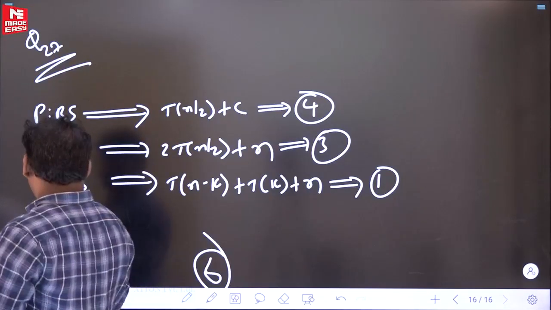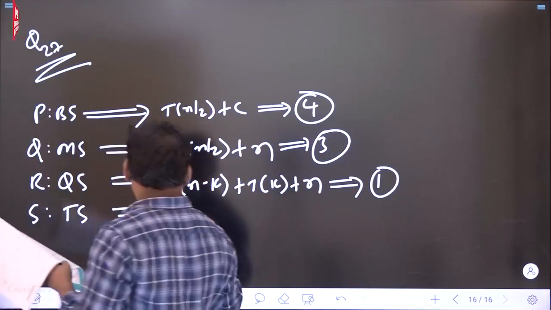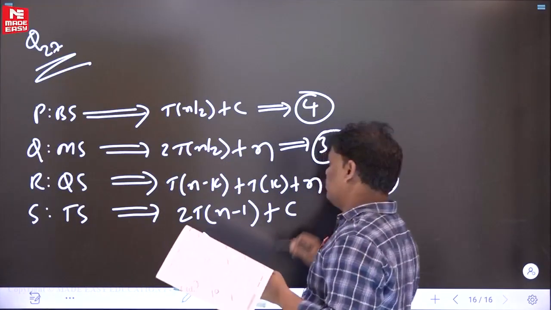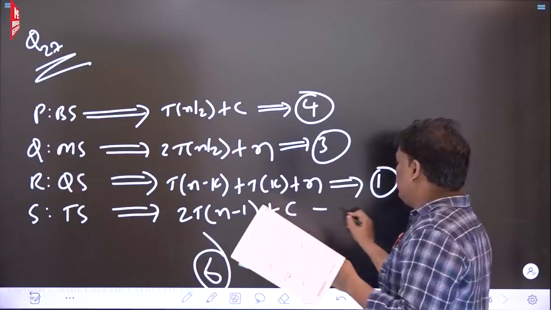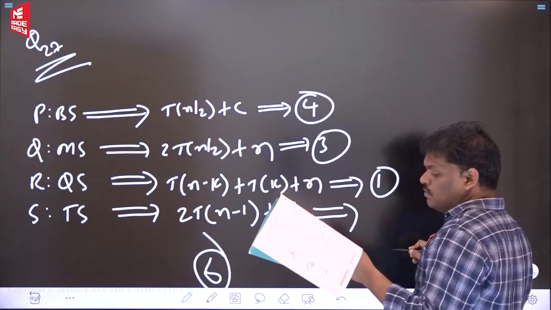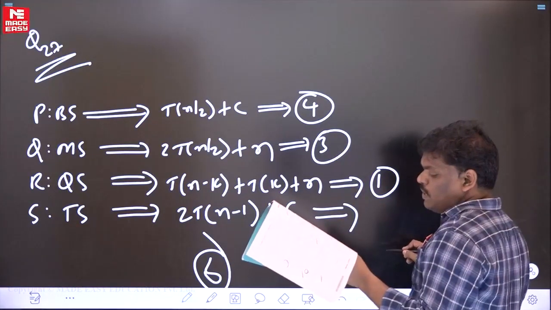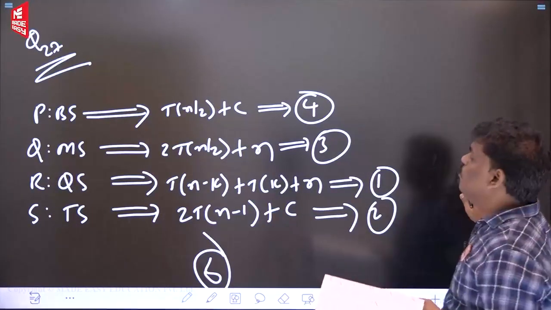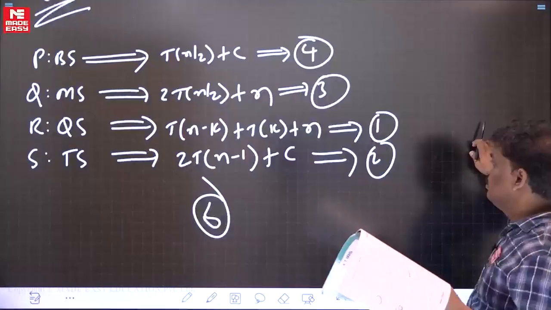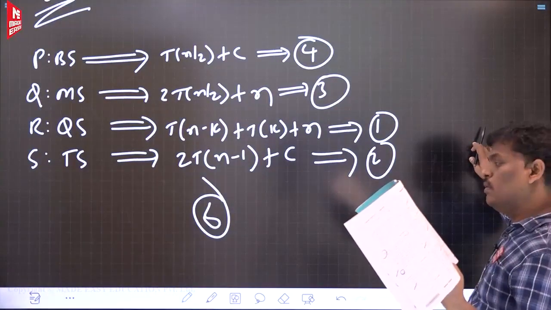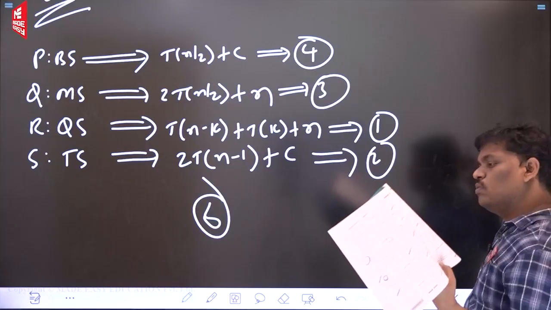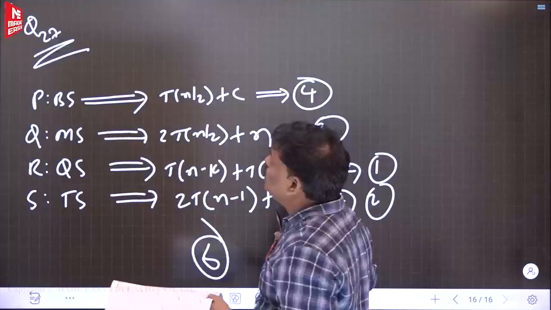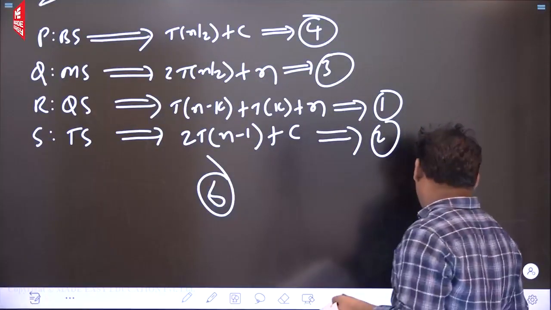S, towers of Hanoi. As I mentioned to you in the previous chapter, 2T(n minus 1) plus constant. What is the number? 2T(n minus 1) plus 1, I think 2. So finally, P4, Q3, R1, S2. Which is the option? B, second option. Question number 27, second option, everyone knows that.